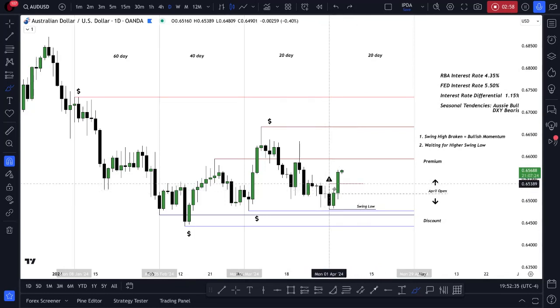So got that swing high here. Multiple swing highs actually. You got one here, one here. You got three swing highs that were broken. So that could be really significant. Price really wants to show itself to go higher.